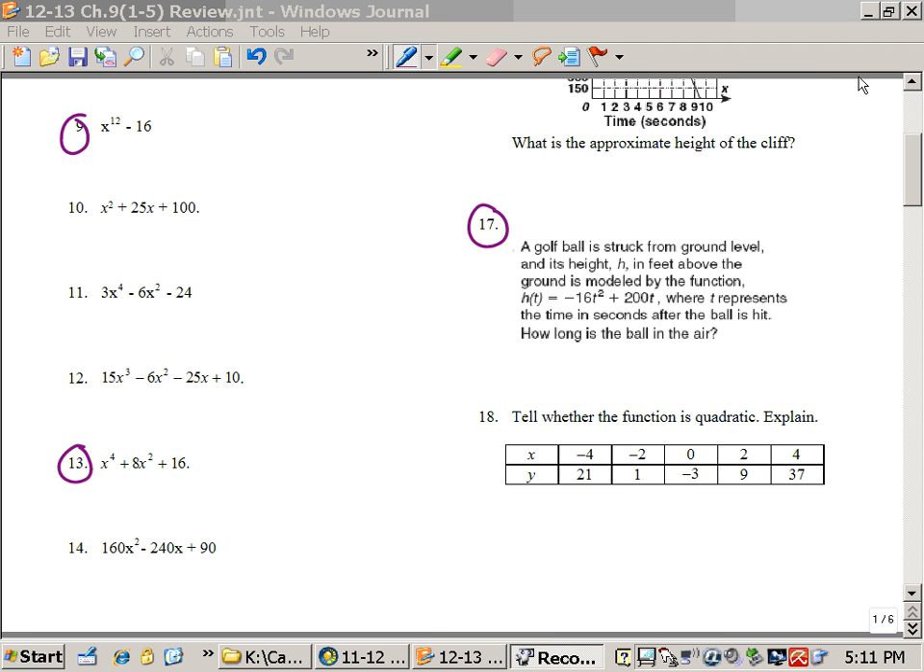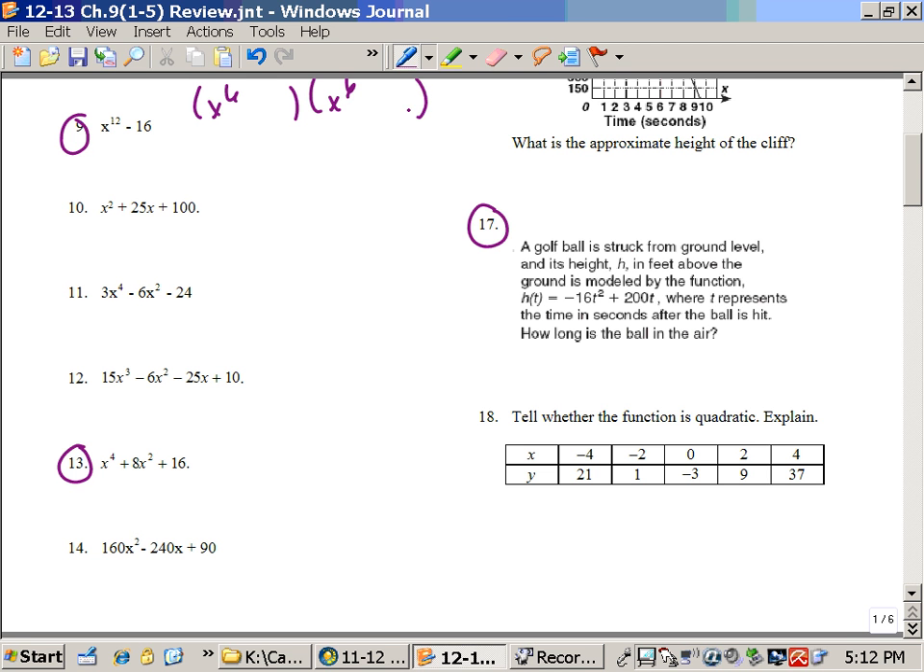Now I'm going to number 9. I don't have a greatest common factor, but this is the difference of two squares. So I'm going to take half of the x's and put them at the front, and half of the x's and put them at the back. I need a plus and a minus, and 4 times -4 is 16.